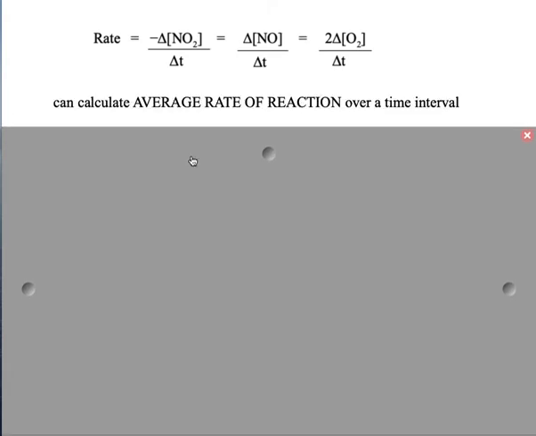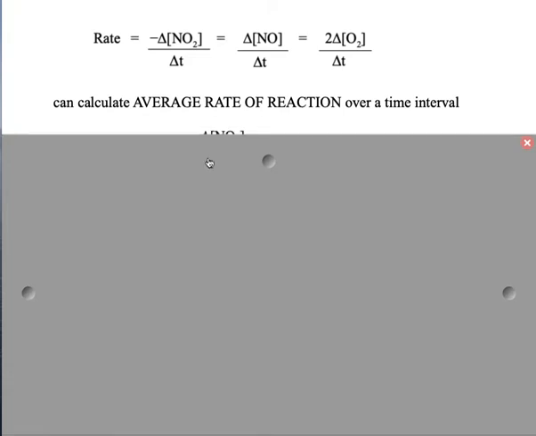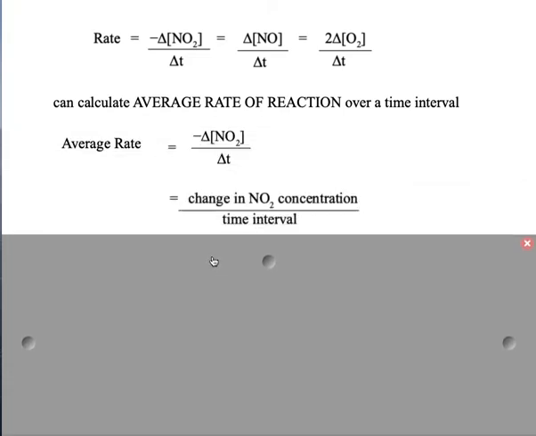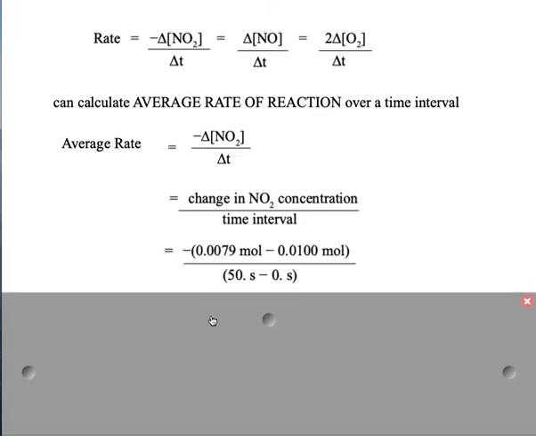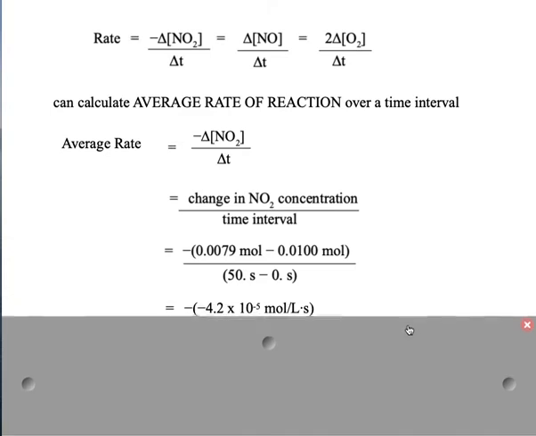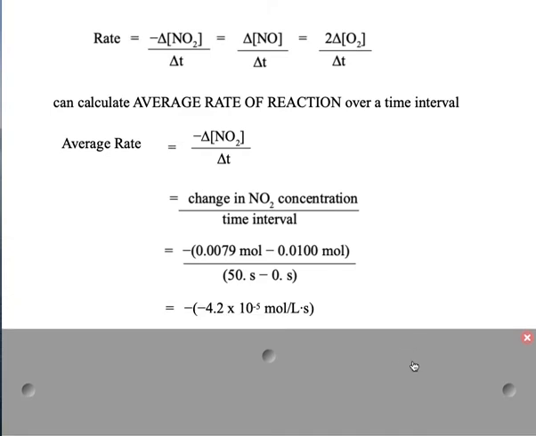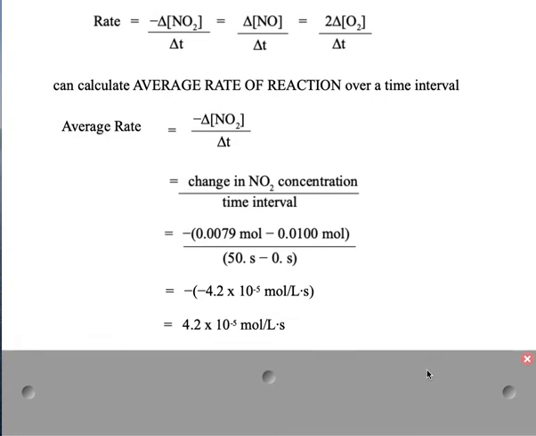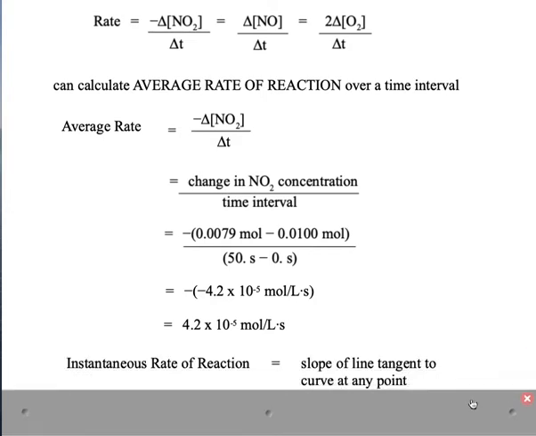Okay? We can calculate the average rate of reaction over a time interval, and so let's say the change in NO2 concentration over change in time. Let's take the first 50 seconds. In the first 50 seconds of the reaction, the concentration of NO2 drops from 0.01 molar to 0.0079 molar. That's negative 4.2 times 10 to the negative fifth moles per liter per second, but again, because rates are always defined as positive quantities, the average rate of reaction over that initial 50-second time interval is 4.2 times 10 to the negative fifth moles per liter per second.